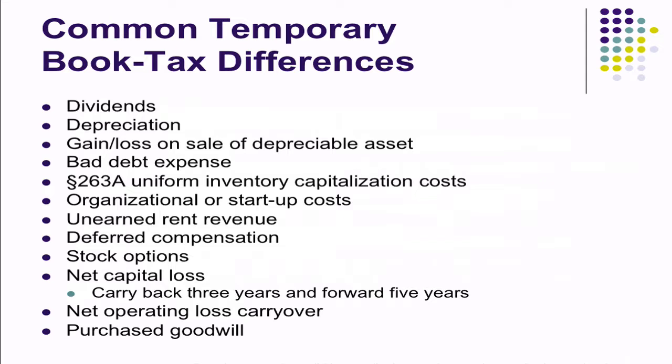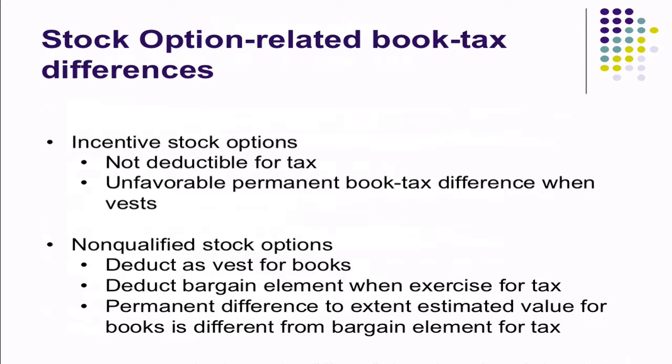A dividend is a deduction for book purposes. It's not for tax purposes, but that will turn around later. Depreciation will turn around later. And all of these expenses that I have here, all of these differences will eventually reverse themselves one way or another. Favorable becomes unfavorable, unfavorable becomes favorable, with temporary book tax differences. And so there's a whole list of them that you guys probably know.